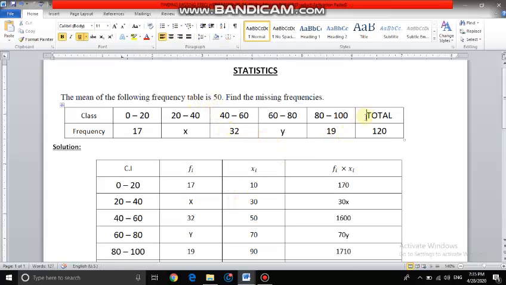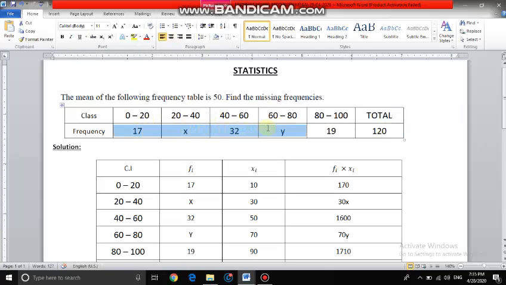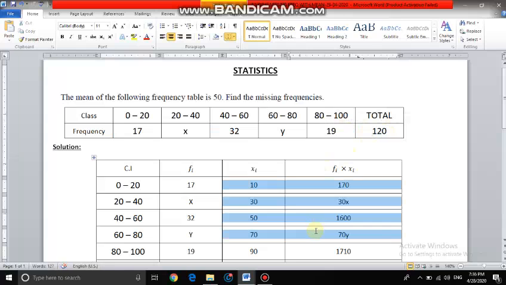Okay, and one more thing is given here. Total is 120. What do we mean by 120? The sum of all these numbers must be equal to 120. That is, the sum of all the frequencies will become 120.